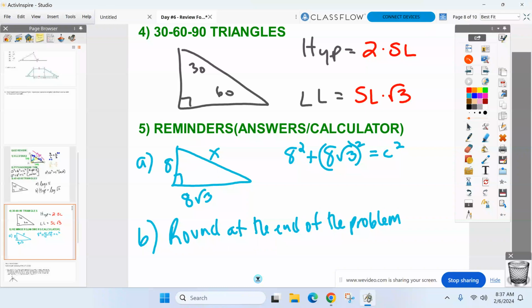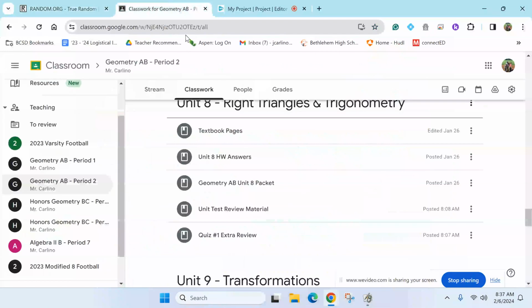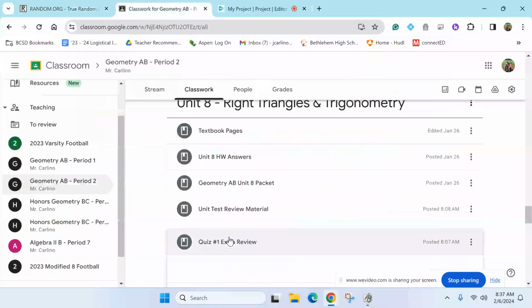Where are all the practice problems located? Well, you have some right there in day 6. Everyone see at the top? You guys have textbook questions to try. There's practice questions there. And take a peek up here, please. Up on Classroom, under Unit 8, you'll see extra quiz 1 extra review.